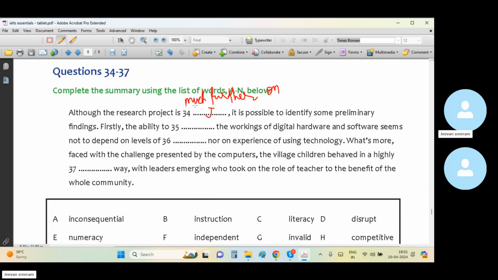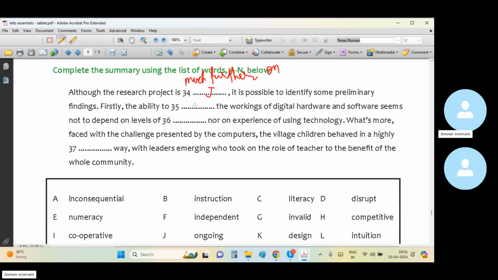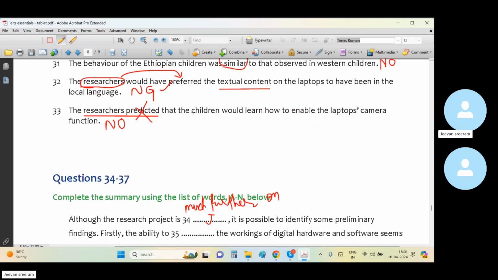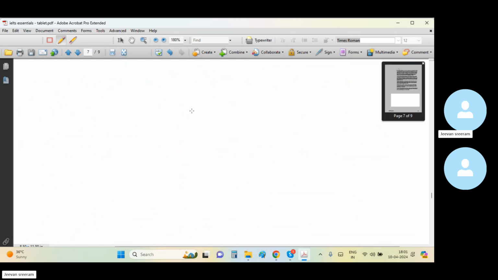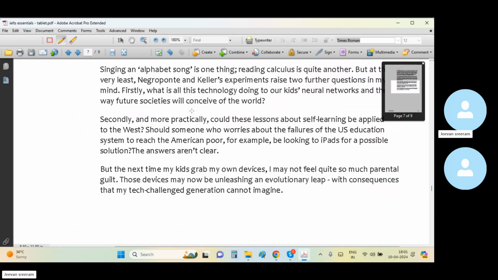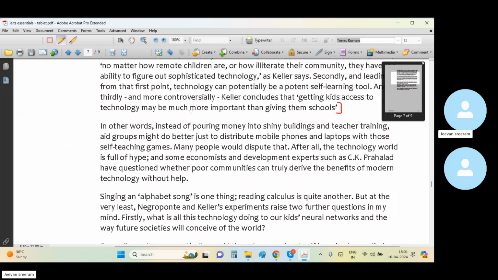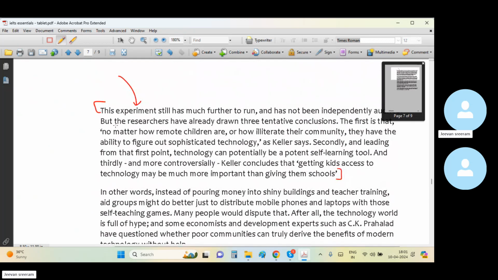Although the research project is ongoing, it is possible to identify some preliminary findings. Firstly, the ability to... You can see in the related paragraph the suitable word. Ability to decode. Decode means to understand. To unlock, to understand only. If you decode it, you are able to understand it.